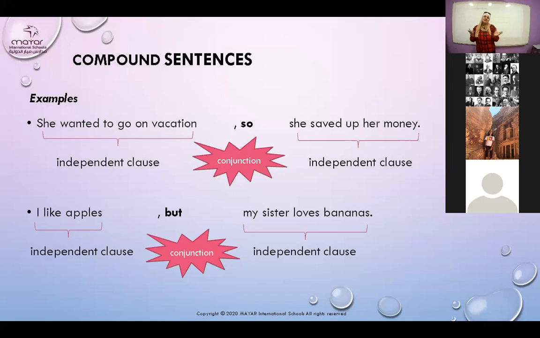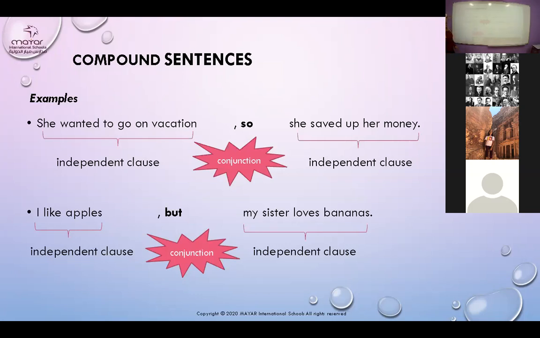Don't tell me, Miss, that I can switch the independent clauses and keep the same conjunction? No. If you switch with some sentences, you have to change the conjunction. But if I am using and, I don't change. But with so, it is the opposite of for. So and for are opposites. So when you switch the independent clauses, you have to change the conjunction. Let's move to the second sentence.